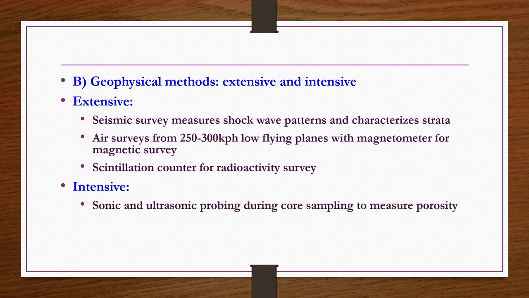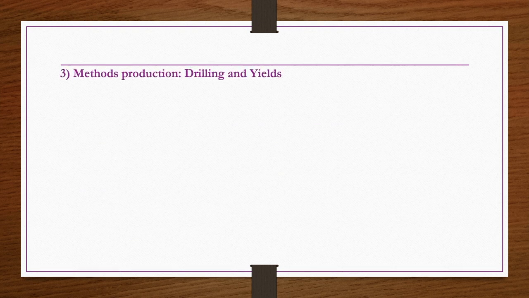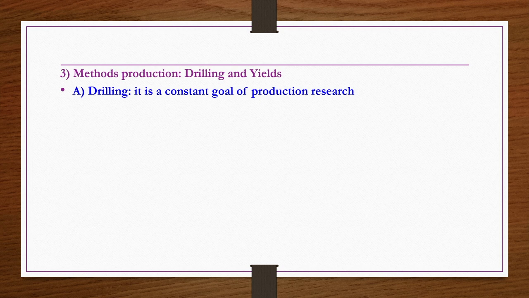Under the intensive methods, sonic and ultrasonic probing during core sampling to measure porosity is one method. Then neutron reflecting measures with scintillation detector, which increase in the vicinity of hydrocarbons, is the other one. Finally, methods of production, where we have the drilling and yields. Drilling is the most important part of the petroleum production industry.